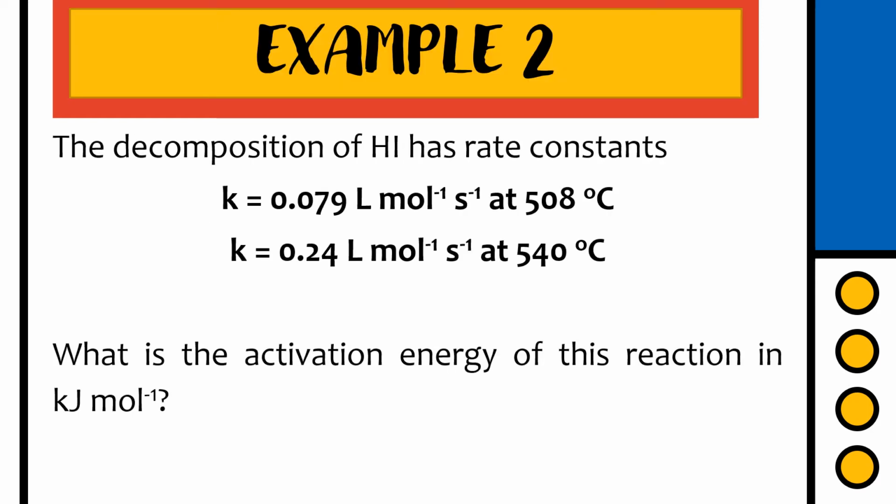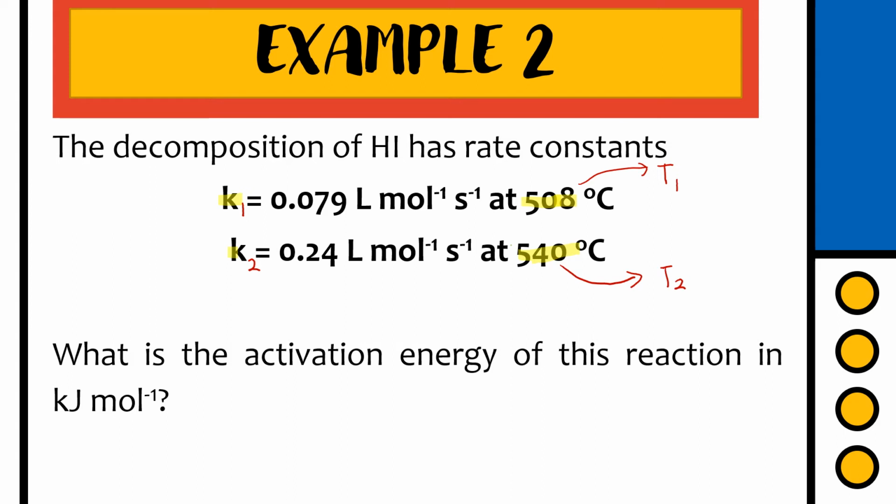Example 2. The decomposition of HI has rate constants given at two different temperatures. What is the activation energy of this reaction in kilojoule per mole? Clearly you can see the information that we have: two values of K and two values of temperature. So what you can do is label. Let's say I put this one as K1, so 508 here will be temperature 1. And then this is K2, so 540 here will be temperature 2.